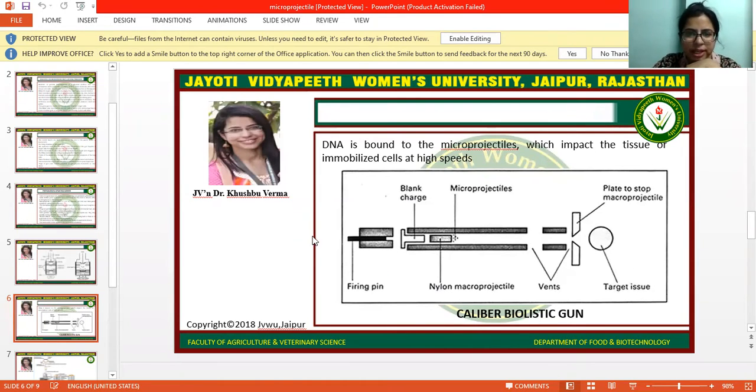When the firing pin attacks the blank charge, it will create pressure on the nylon microprojectile, which will trigger the release of the microprojectiles, and these microprojectiles will cover this complete path and then go for the bombardment on the target tissue.